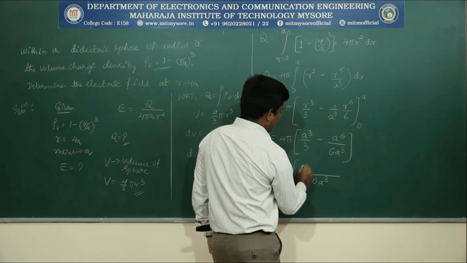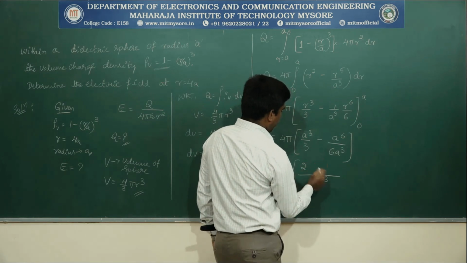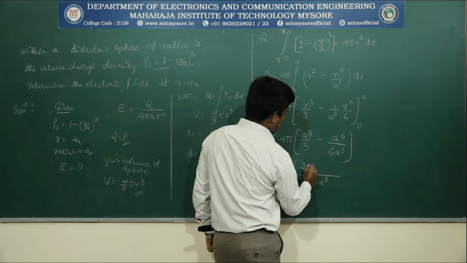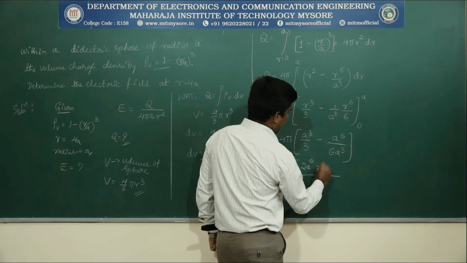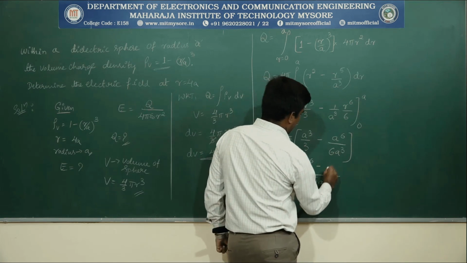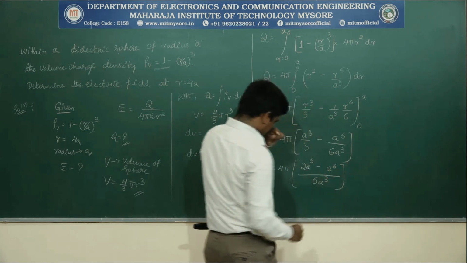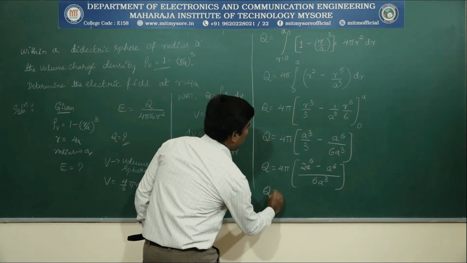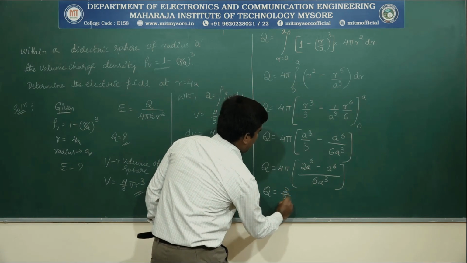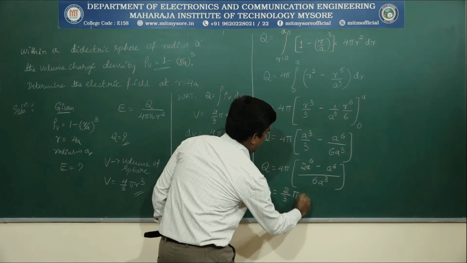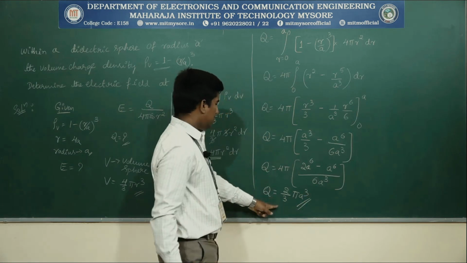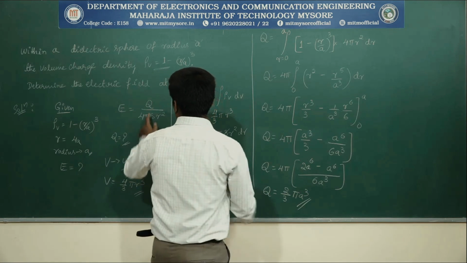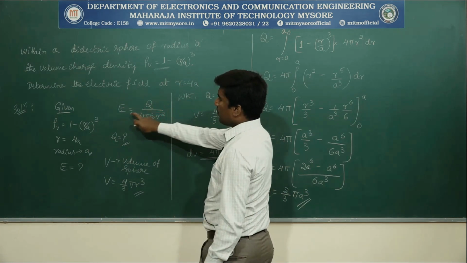Then if I solve this, 2 multiplication of this, 2 a cube a power 6 minus a power 6. Okay, this much. If I solve this, what we are going to get, Q is equal to 2 by 3 pi a cube. Once we got Q, what is the next thing we need to calculate?